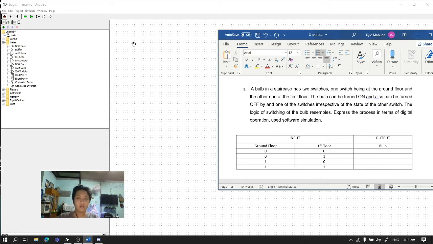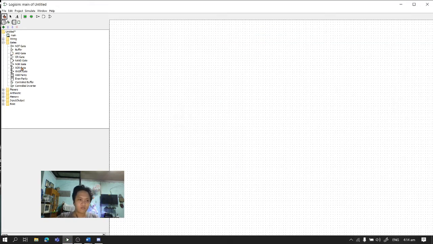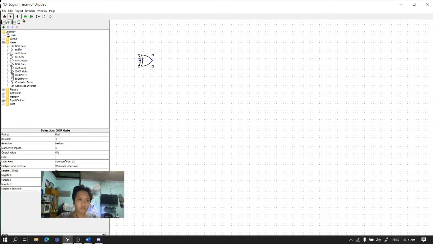In this problem, we should use the XOR gate to solve question number 3, and we can see if the switches at the ground floor and the first floor can turn on the bulb. So we can see which switch we can open. We should simulate.